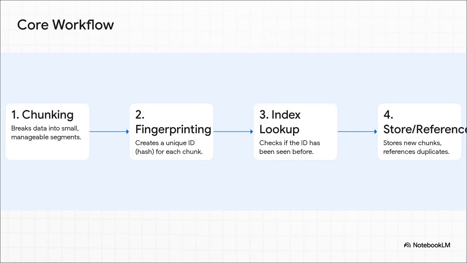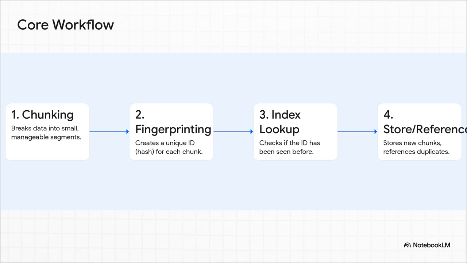Now, how it does this is actually pretty elegant and breaks down into four main steps. First, the system takes files and breaks them into small, manageable pieces called chunks. Then, each little chunk is given a unique ID, kind of like a digital fingerprint. After that, the system checks its big index to see, hey, have I seen this fingerprint before? If it's brand new, it stores the chunk. But if it's seen it before, if it's a duplicate, it doesn't store it again. It just creates one of those tiny little reference notes we talked about.